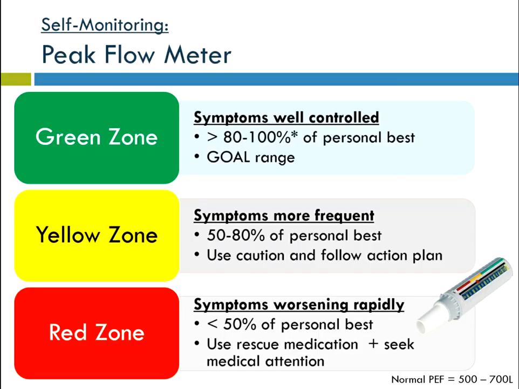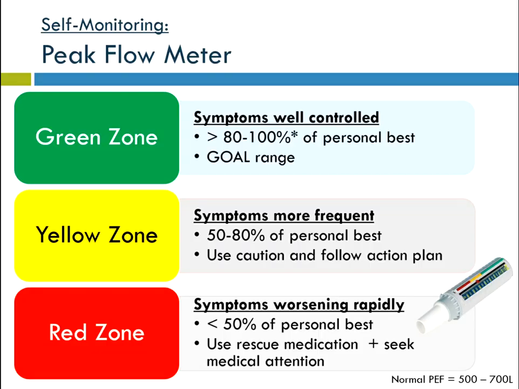And then greater than 80% of that is going to mean that they're in the green zone. Okay? So we're going to figure out what is 80% of their best, and then greater than that. That is the goal. The goal is to always be in the green zone as often as possible. That doesn't always happen though, because you have triggers, you're outside, you have a lot of other things going on. So sometimes if their symptoms are more frequent, they'll be in the yellow zone. So this is 50 to 80% of their best.